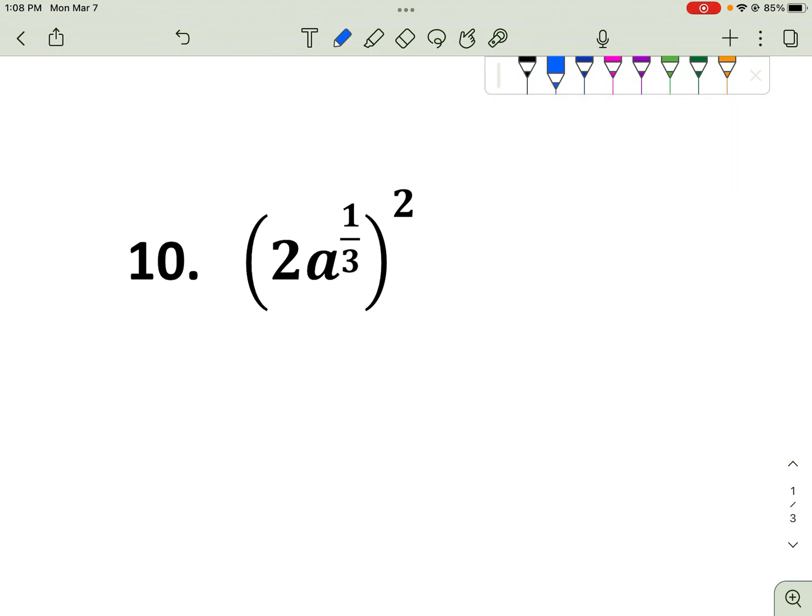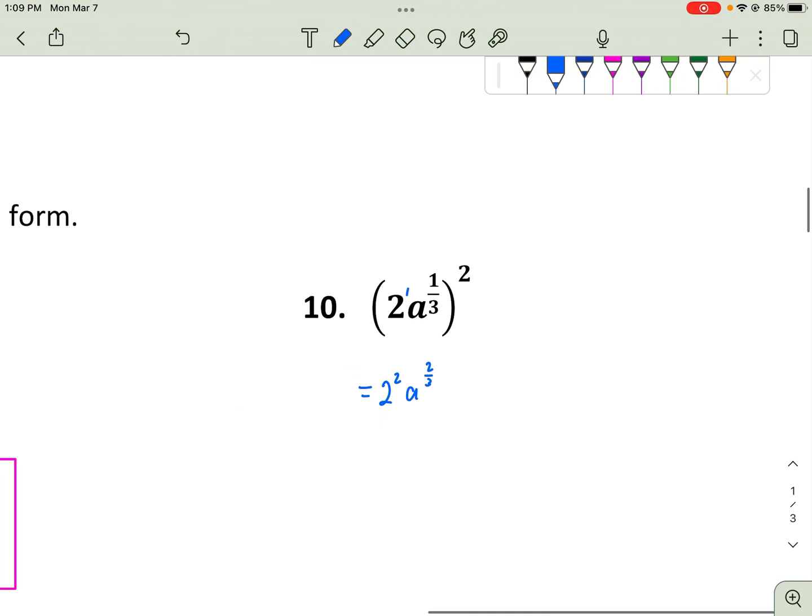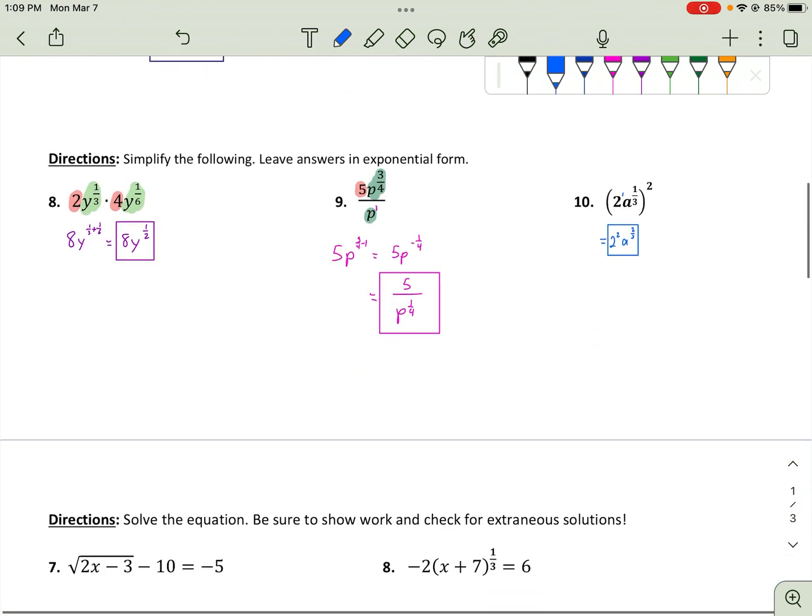So here, this is going to be 2 squared, because there's really an exponent of 1 there, so 1 times 2. And then we're going to do a to the 1/3 times 2 power, which is a to the 2/3. And instead of 2 squared, you could write it as 4, if you wanted to. That would be fine.